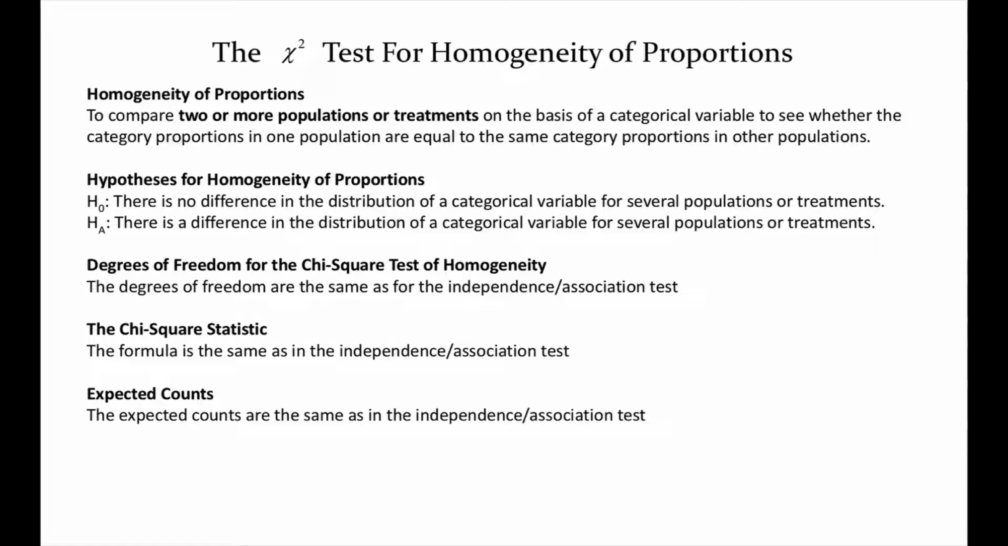So the last chi-square test. There's one more chi-square test, and it's for homogeneity. Sometimes it's called homogeneity of proportions. Sometimes it's called homogeneity of populations. It really is just about homogeneity.